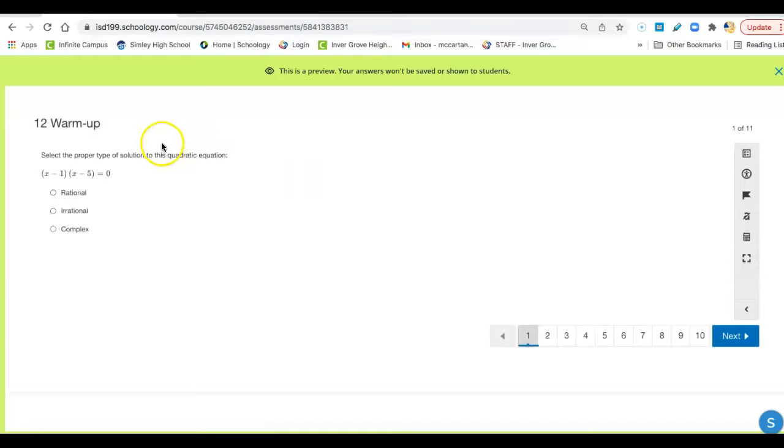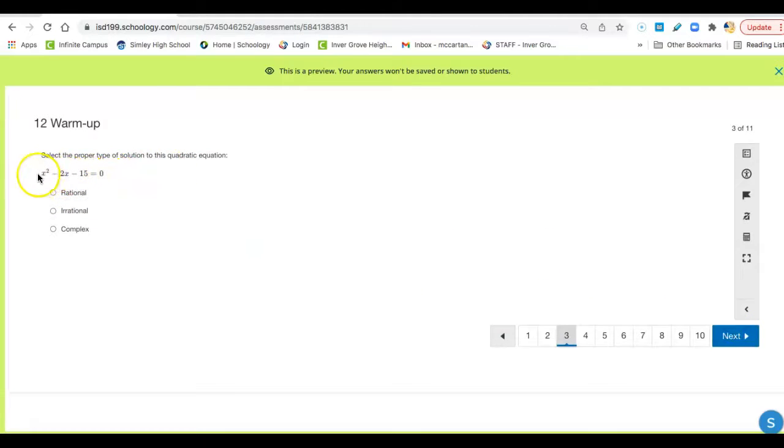All right, guys, the proper type of solution to this quadratic equation. Well, this is factorable. It's in factored form. The solution is 1 or 5. Those are rational. And the same thing here. The solution here is -2/3 or +1/5. Those are rational. They're fractions of integers.